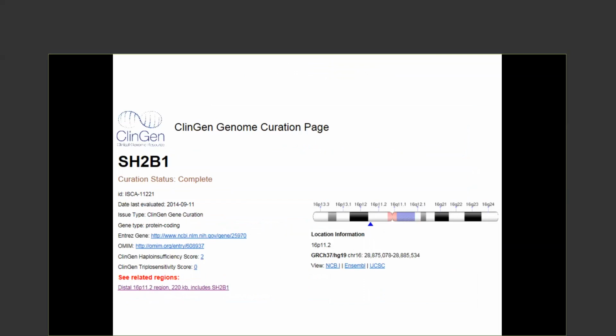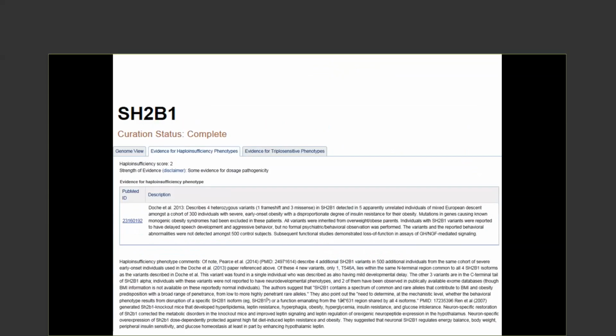Once you select the entry that you're interested in, you'll be taken to a page that looks like this. This is the top of the page. Note that we do post the date that this gene or region was last evaluated, and you'll want to pay close attention to that because if it was some time ago, you'll definitely want to do your own literature evaluation to see if anything's changed. You'll also be shown the haploinsufficiency and triplosensitivity scores right at the top for quick reference. And if there are any related curated genomic regions associated with a particular gene, it'll let you know there.